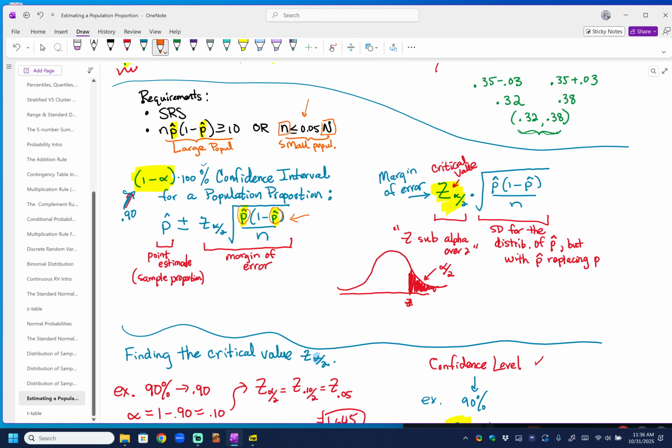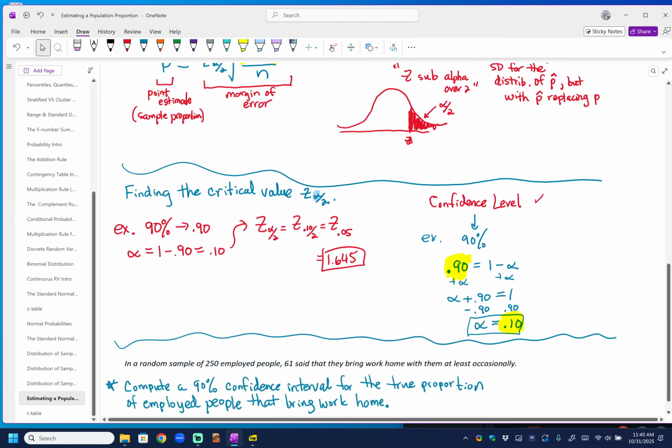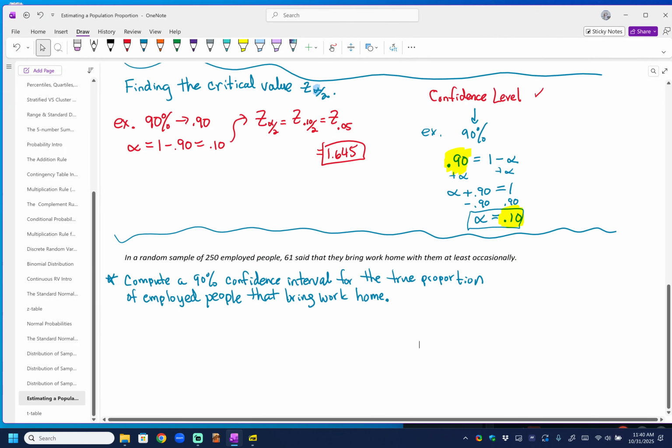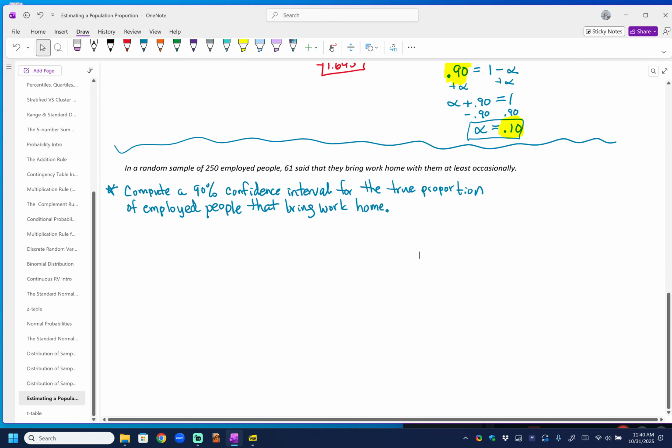Okay, so you now have the components in order to do a full confidence interval problem. So let's go ahead and do so. It says in a random sample of 250 employed people, 61 said that they bring work home with them at least occasionally. Compute a 90% confidence interval for the true proportion of employed people that bring work home.